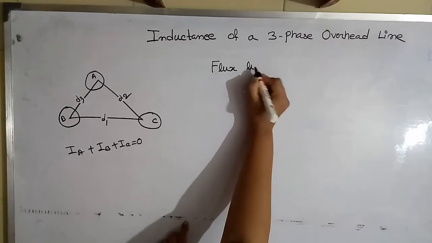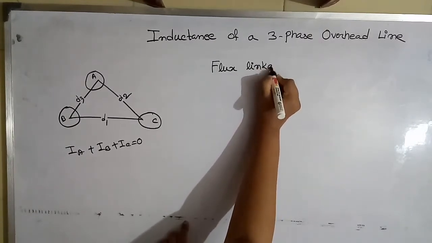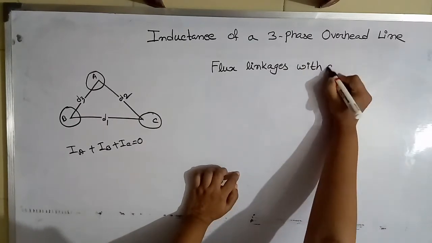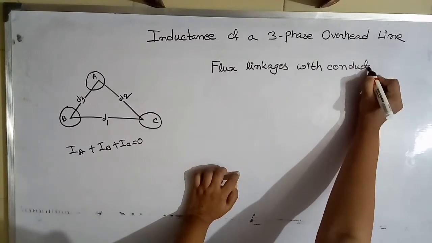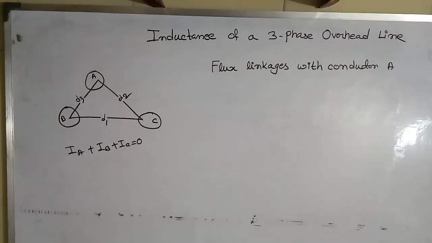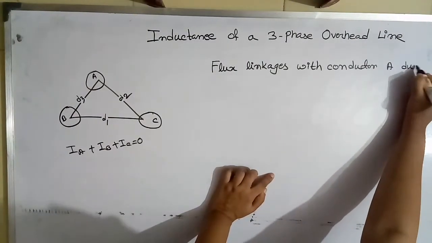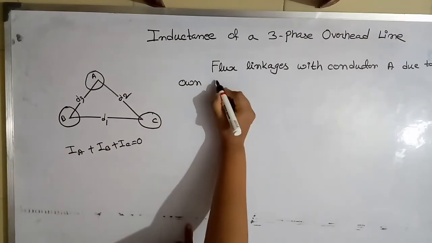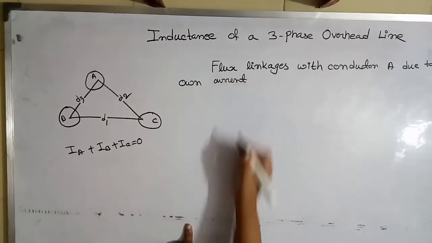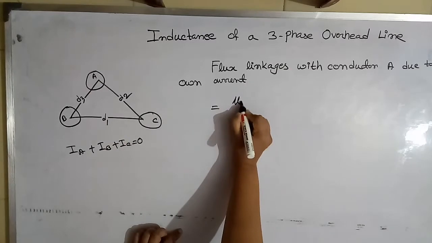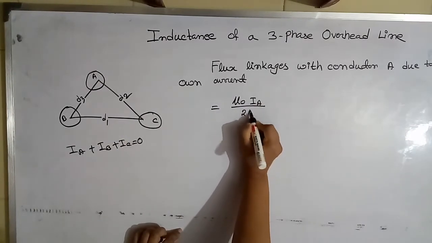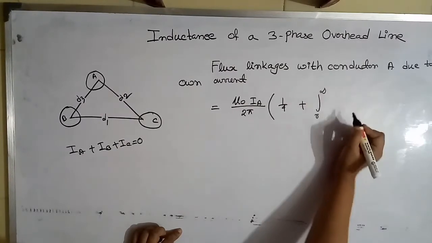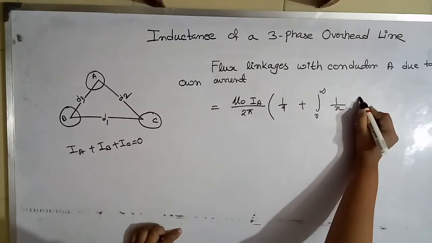Flux linkages with conductor A due to its own current is mu 0 IA by 2 pi, 1 by 4 plus integration r to infinity 1 by x dx.